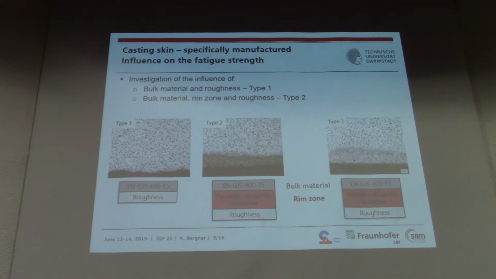From our project partners from Aachen, we got some samples with different conditions. So we have here a type 1 with a normal bulk material and only a roughness, so there was more or less no rim zone, no deviation in the matrix and no deviation in the graphite size and form. And in the second type we had, additionally to the roughness and the bulk material, a rim zone with a pearlitic and a ferritic matrix where the lamellar graphites were embedded.